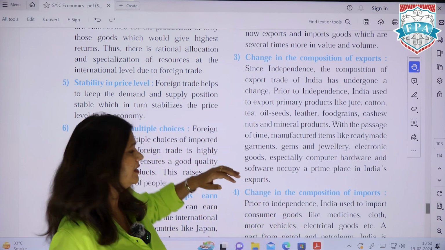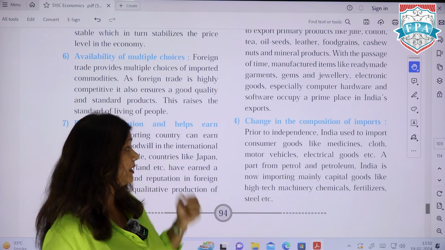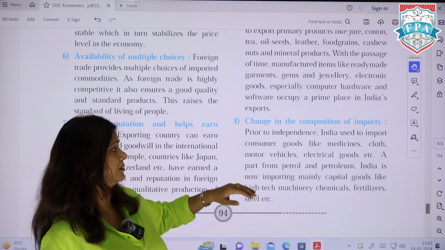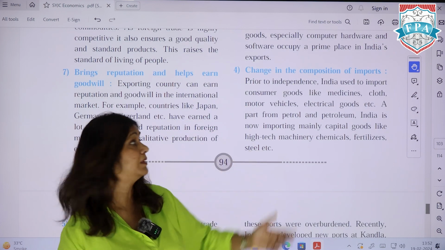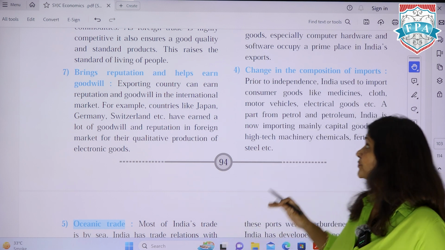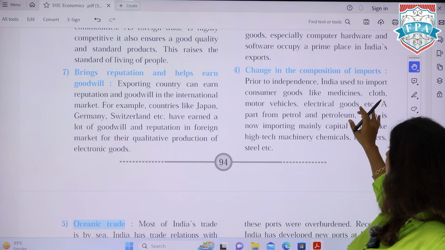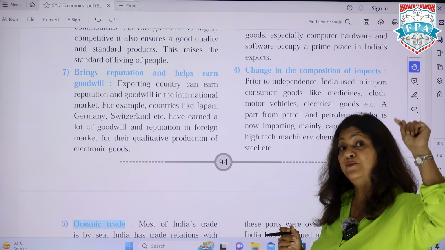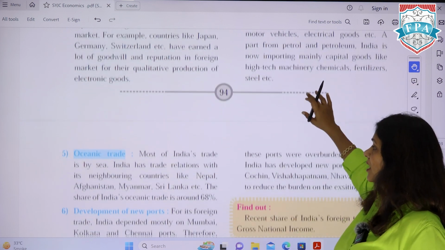याद मुश्किल नहीं है guys, अगर आप मन में ठान लो. Imports में composition में क्या change है कि earlier India was into importing consumer goods like medicine, cloth, vehicle, and now India is mainly importing capital goods like chemicals, fertilizers, machinery. It's a very good shift. So import में we have shifted from consumer goods to capital goods. Export में from primary good के export से we have shifted to ready-made goods.